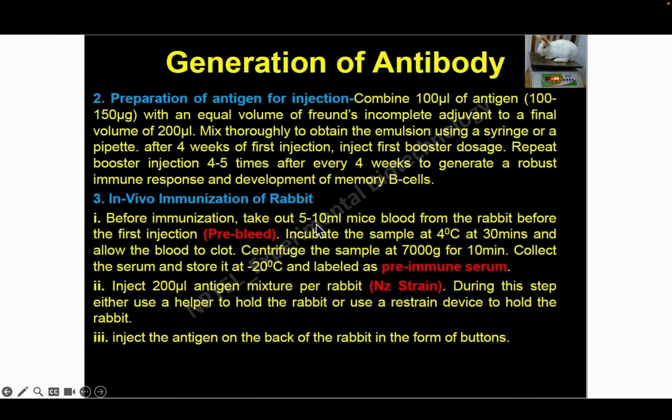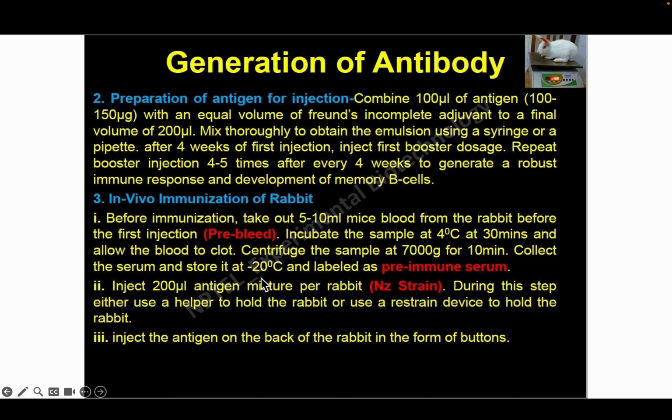Before doing immunization, you take out blood from the rabbit before the first injection. Here it has stated to incubate the sample at 4 degrees for 30 minutes and allow the blood to clot. So you are keeping the sample in the fridge for 30 minutes, and the blood will start clotting. Now you are centrifuging the sample, so the blood clots and you are getting the sera. Sera means it has antibodies, it is serum.